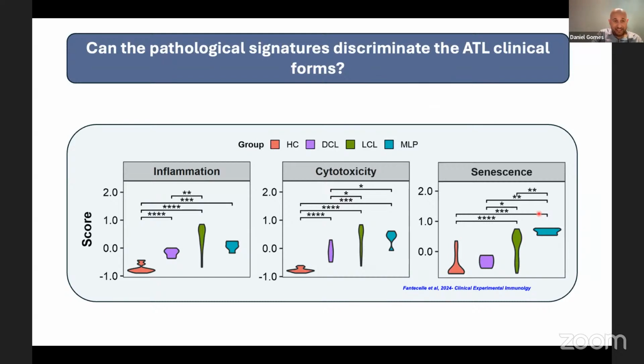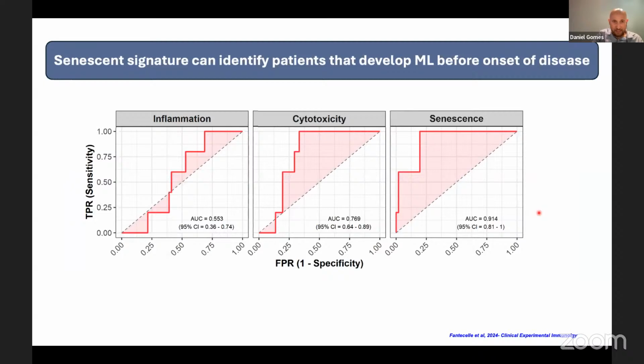This suggested that senescence could tell us something especially related to the progression of the disease. Just to confirm this, we did a ROC curve using the data set from the mucosal progressors, and we could identify that the scores for the pathology signatures could be useful to discriminate the progression of the disease to mucosal development, but only senescence could discriminate up to 90% the patients who will progress to the mucosal clinical form. For cytotoxicity, we could see around 75%, and the inflammation signature was very bad at discriminating the progression to the mucosal clinical form.